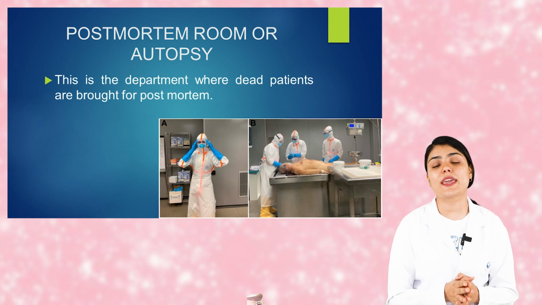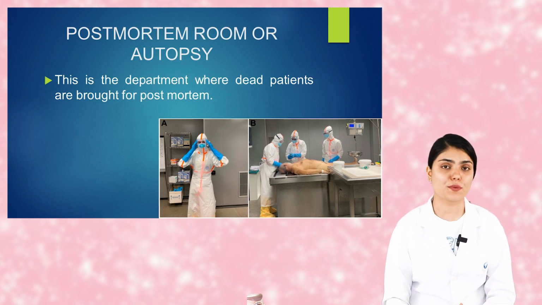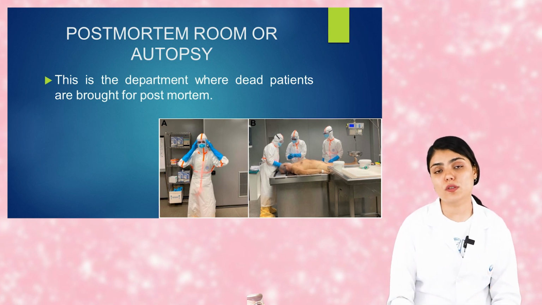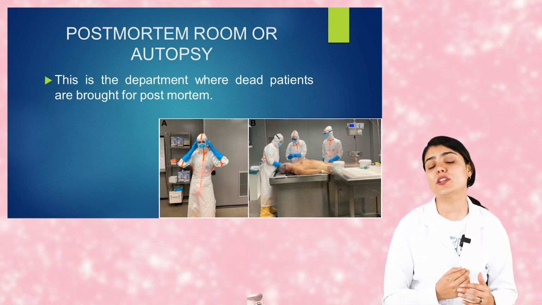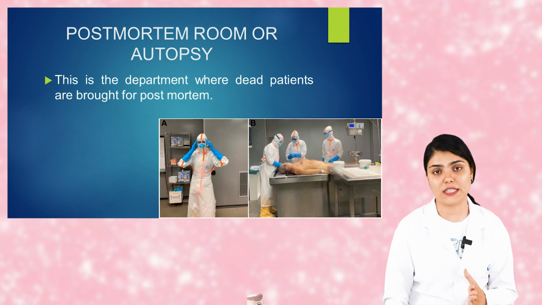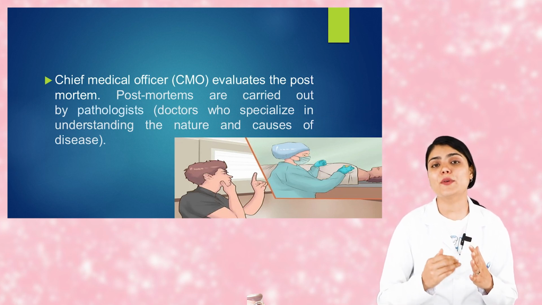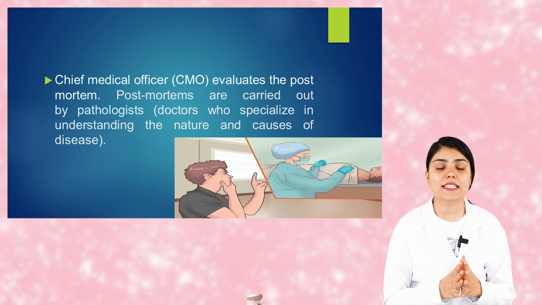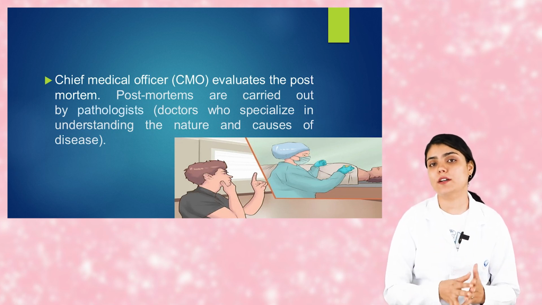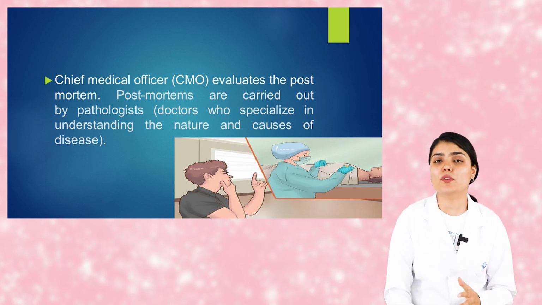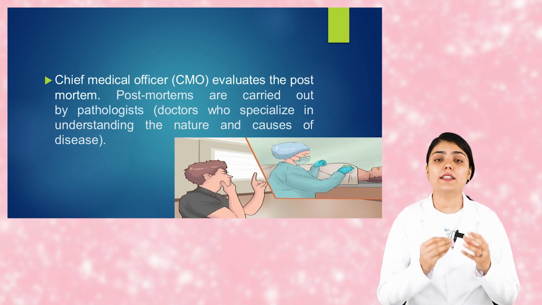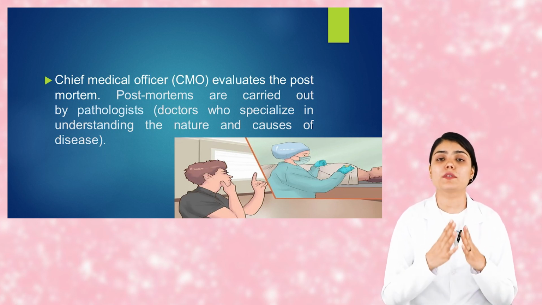The next department that we have is the post-mortem room or autopsy room. In this department, the dead bodies are brought into the post-mortem room, wherein the investigations are performed in order to find the cause of the death of the patient. The post-mortem report is evaluated by the chief medical officer and it is conducted by a pathologist. As I said, the chief medical officer will evaluate the post-mortem report, whereas pathologists, the doctors who are experts in identifying the cause and nature of the disease, perform the autopsy.